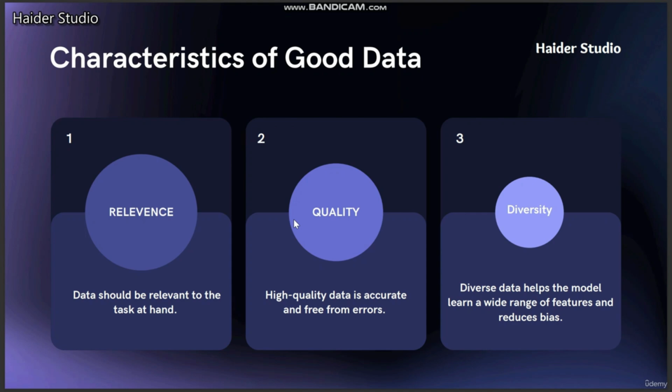High quality data is accurate and free from errors. For text, this means well-written, grammatically correct sentences. For images, this means clear, high resolution pictures. The third one is diversity. Diverse data helps the model learn a wide range of features and reduces bias. For text, this means including different writing styles, topics, and perspectives. For images, this means including various subjects, lighting conditions, angles, etc.